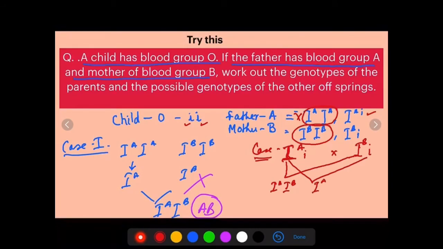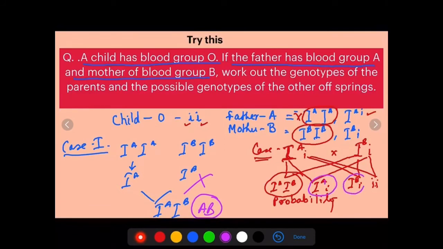So it is IA small i. This can combine with this, and we write the capital one first, IB and small i. And this can combine with this, so it is small i and small i. Now this cross does not mean that they have 4 children. This is probability. We can make a prediction. Like a Jyotishi, you can say the child can have blood group AB, or blood group A, or blood group B, or blood group O.